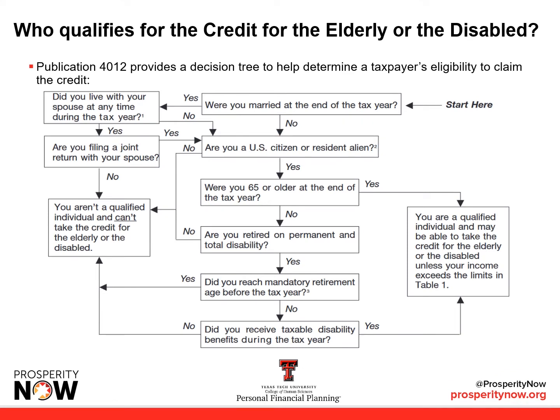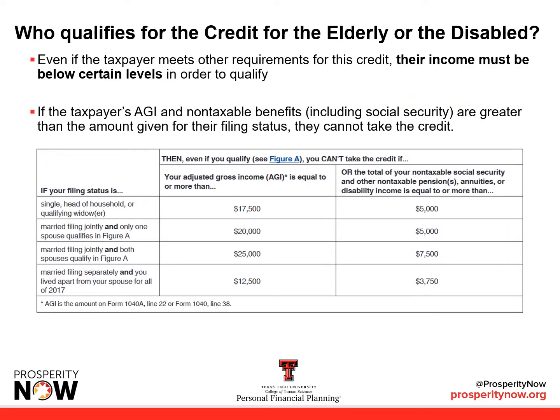Publication 4012 provides a decision tree to help determine a taxpayer's eligibility to claim the credit. You can use this decision tree as you're refreshing your training, so feel free to pause the video at any time. Even if the taxpayer meets other requirements for this credit, their income must be below certain levels in order to qualify. If the taxpayer's AGI and non-taxable benefits, including Social Security, are greater than the amount given for their filing status, they cannot take the credit.